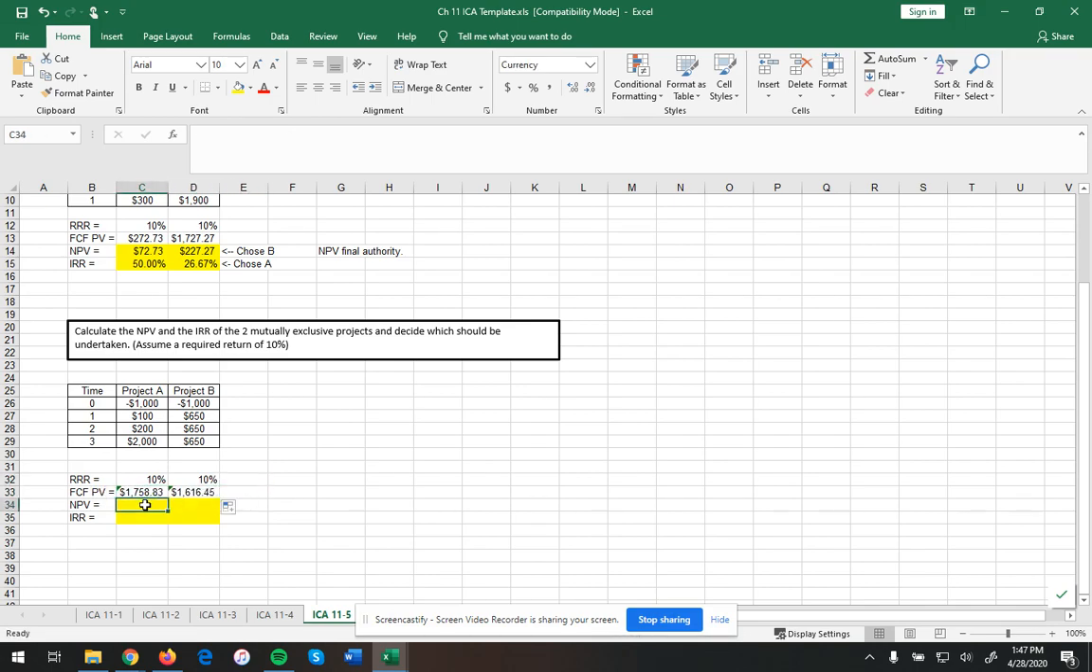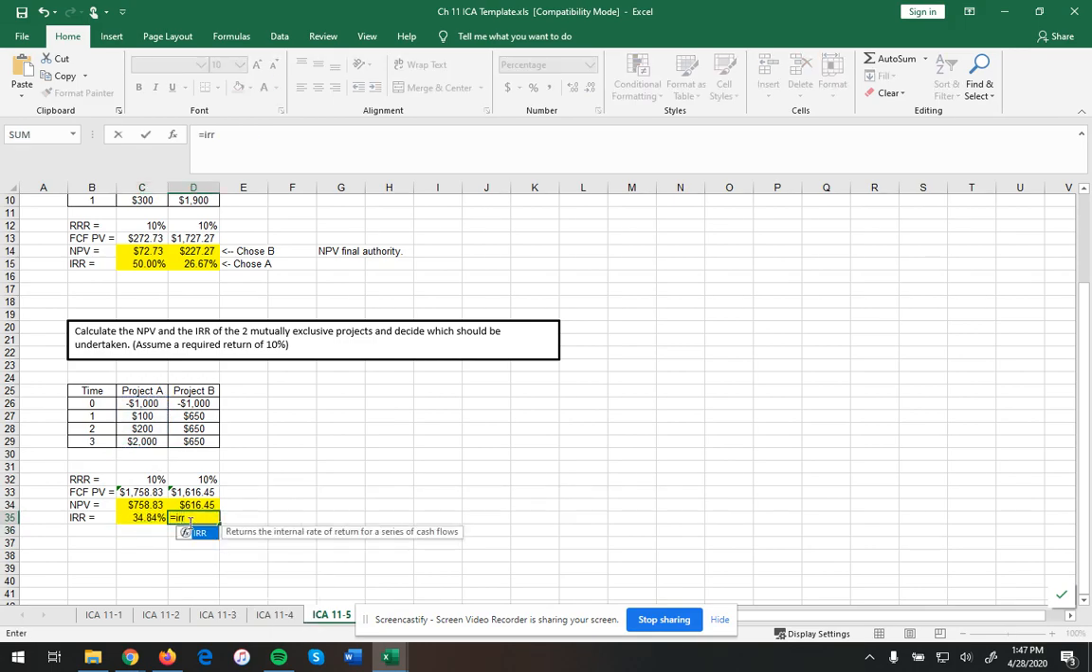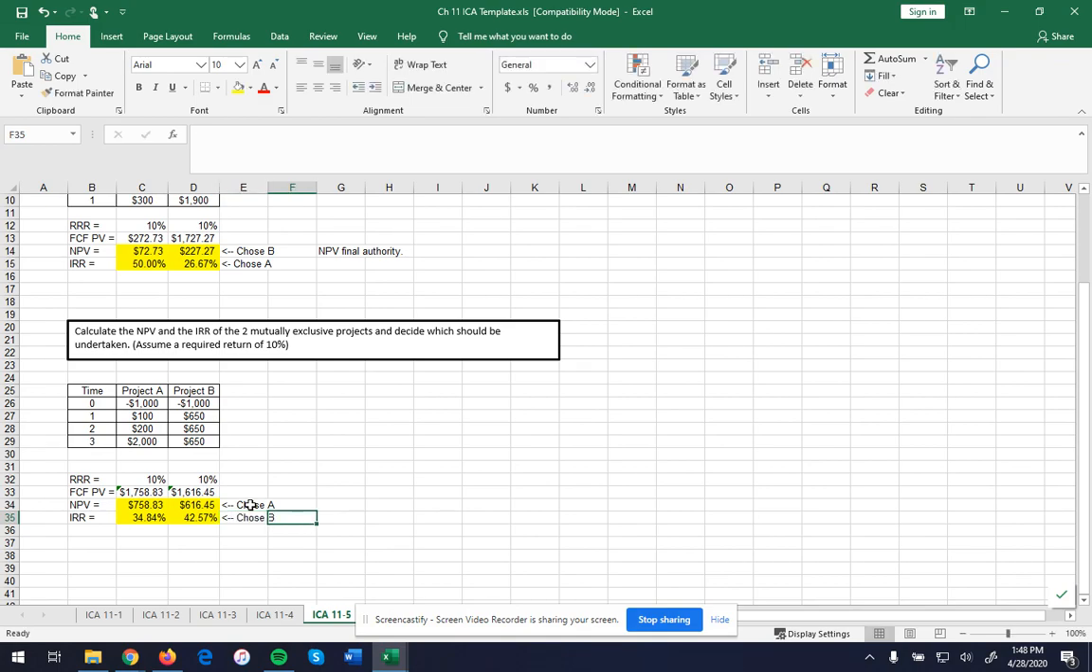Copy that over. So our NPV is our future cash flows plus our initial cost of negative. If that cost is positive, then you would subtract. We can also do our IRR function, all the values for IRR. And again, we see here, this one says choose A, and this one says choose B. So again, we can see discrepancy or disagreement between NPV and IRR.